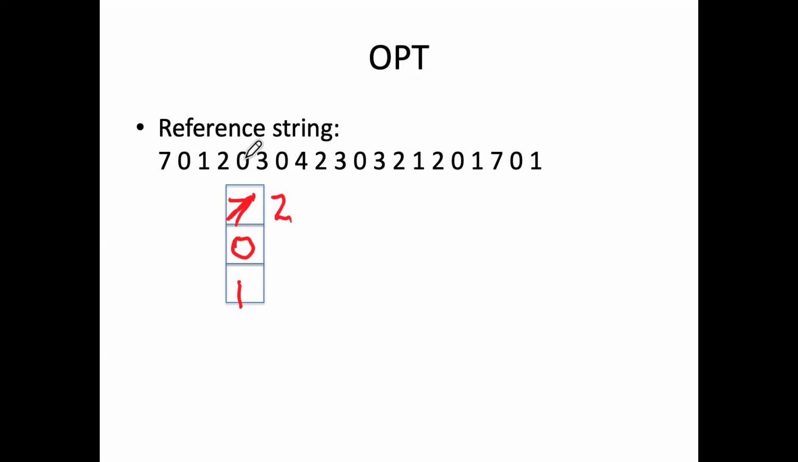And then page 0 is already in memory, so that's not a page fault. Page 3 isn't in memory. Who should I throw out? I better not throw out 0 because it's about to be accessed.